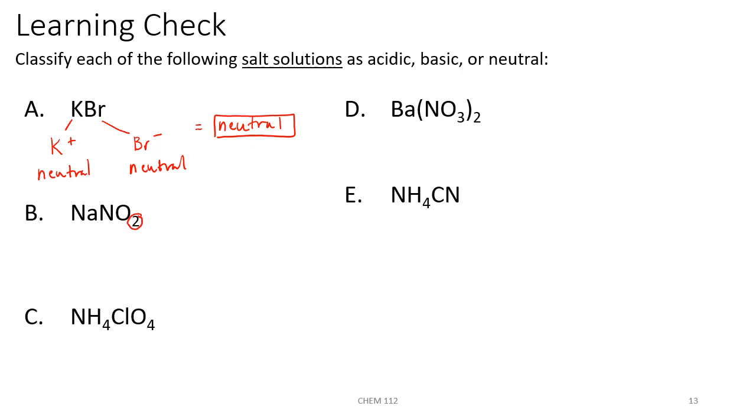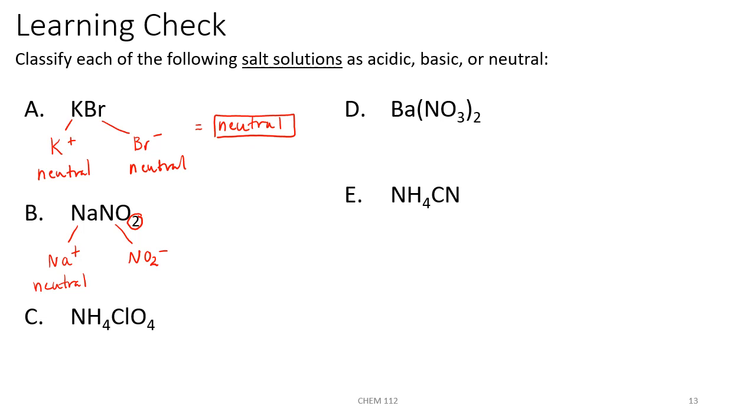NaNO2. So we have the sodium ion that's contributing, and then we have the nitrite anion, NO2 minus. Sodium is a group 1A metal, so it's the metal cation of a strong base, something like sodium hydroxide. And so it's going to be neutral.